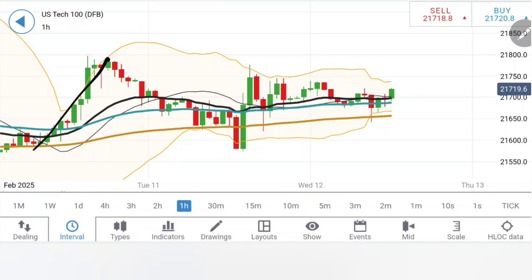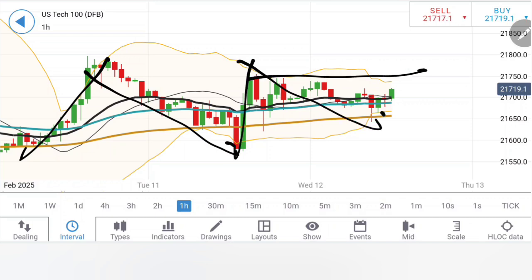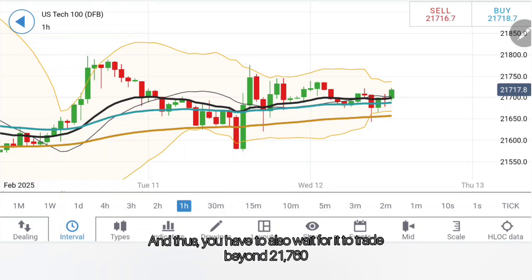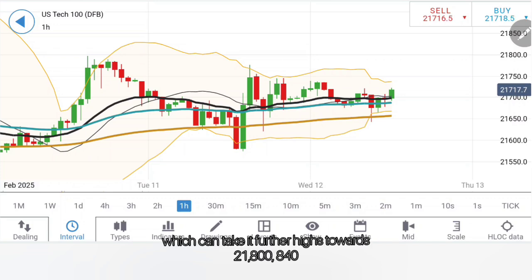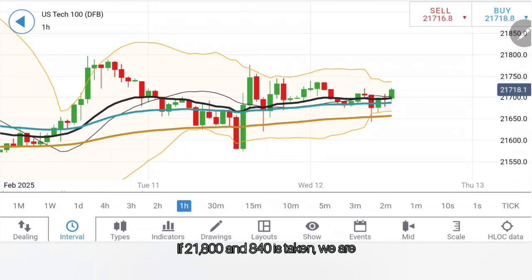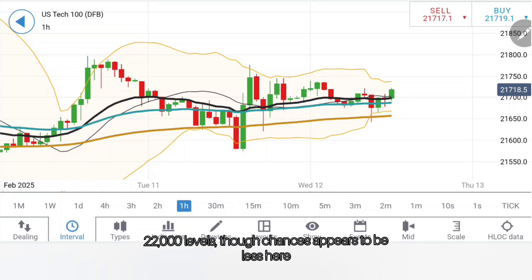Now look at the hourly chart. So yes, 100, see, rise, retracement, then a bigger rise, then a retracement. Now it is waiting for a breakout, and thus you have to also wait for it to trade beyond 21760, which can take it further highs towards 21800, 840. If 21800 and 840 is taken, we are ready for what? Ready for a stronger rise here, which can in fact take it towards 21,880, 900, or in fact 22,000 levels, though chances appears to be less here.